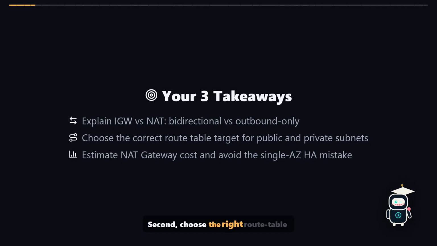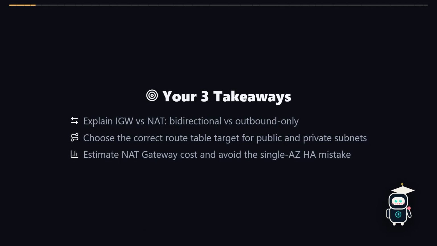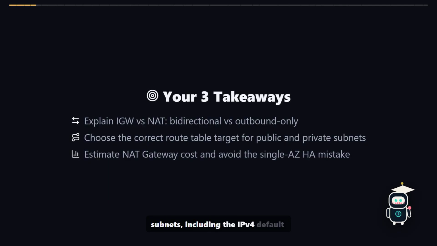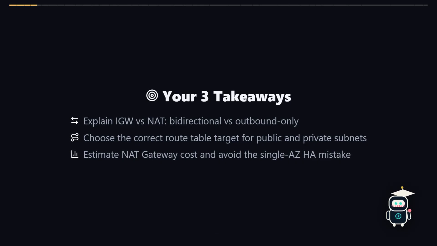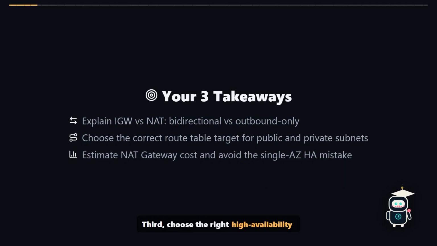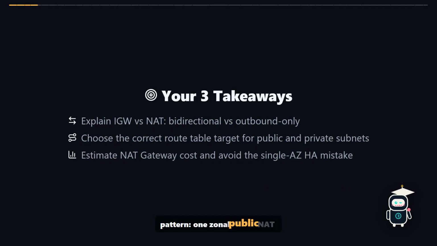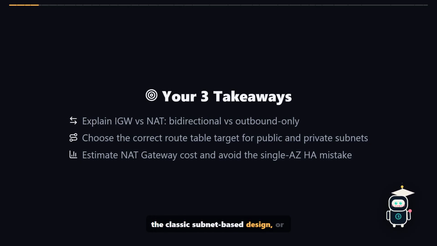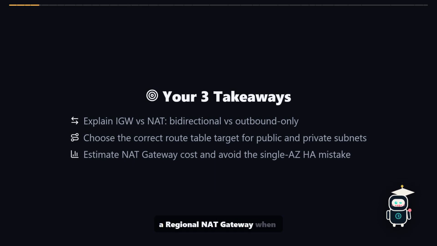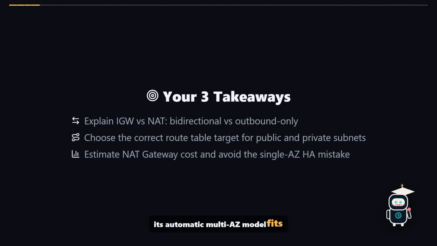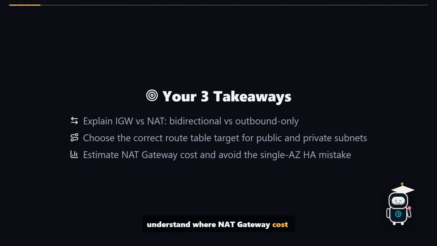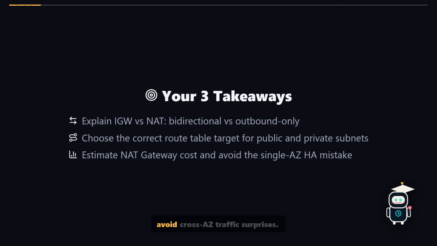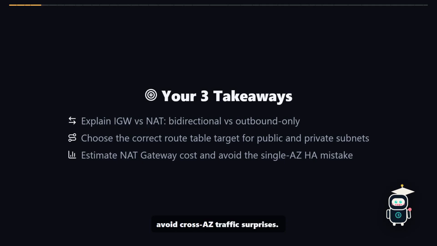Second, choose the right route table target for public and private subnets, including the IPv4 default route 0.0.0.0/0. Third, choose the right high availability pattern. One zonal public NAT gateway per availability zone in the classic subnet-based design, or a regional NAT gateway when its automatic multi-AZ model fits the workload. You will also understand where NAT gateway cost comes from and how to avoid cross-AZ traffic surprises.